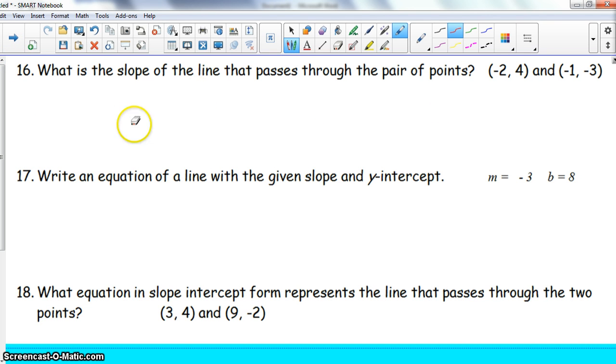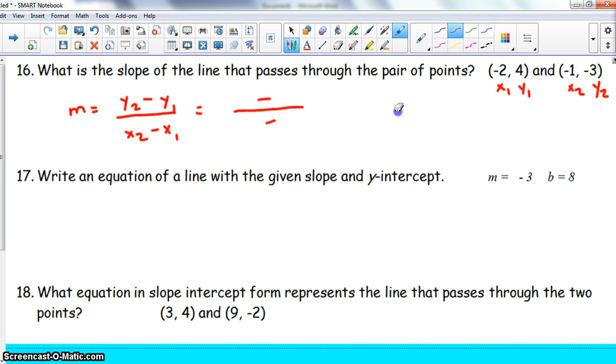Find the slope of the line that passes through these points. Well, to find the slope, you have to know the slope formula: y sub 2 minus y sub 1 over x sub 2 minus x sub 1. And it helps if you go ahead and put your minus signs so that you don't get confused with negatives. I'm going to label my x sub 1, y sub 1, my x sub 2, y sub 2. And then I'm going to just fill in.